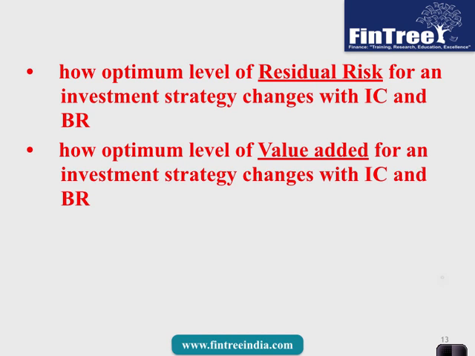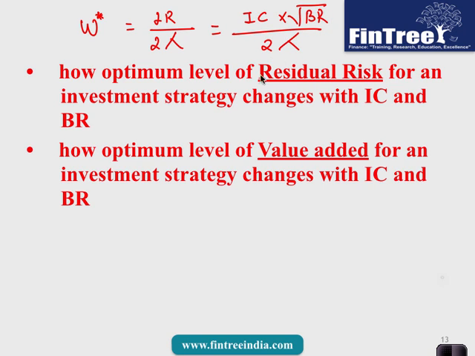Next 2 points of discussion. How optimum level of residual risk for an investment strategy changes with IC and BR. So in the last session we saw that formula for optimal residual risk was information ratio divided by 2 lambda, and now we know that information ratio can be calculated as information coefficient into root BR, divided by 2 lambda. So then how will that optimum level of residual risk be affected with IC?